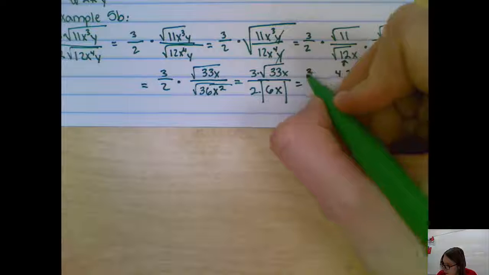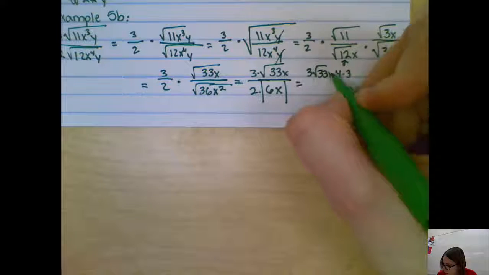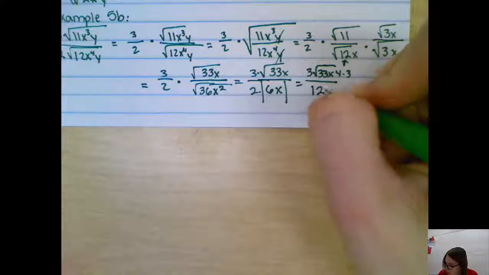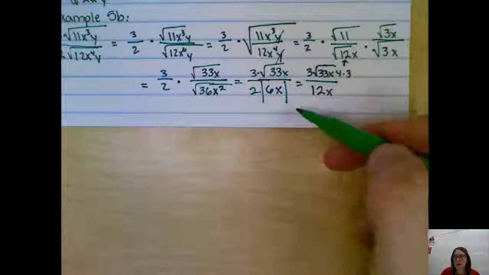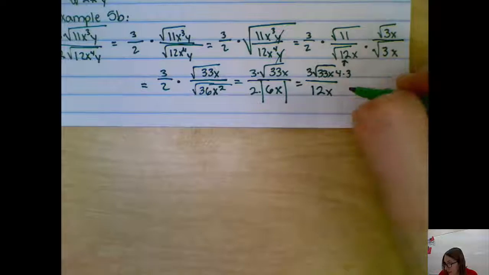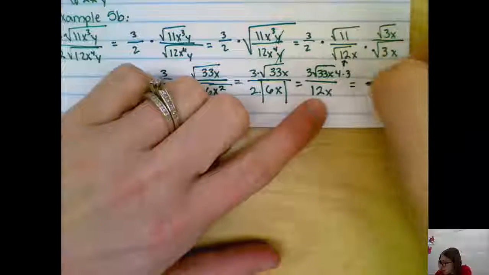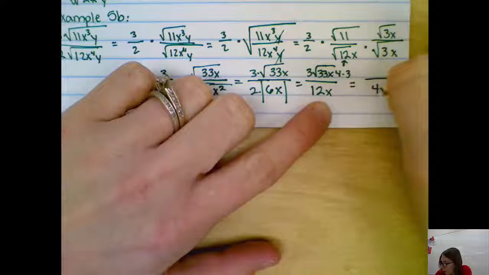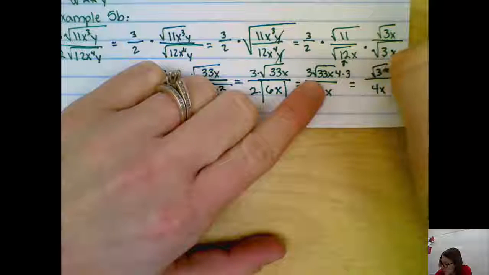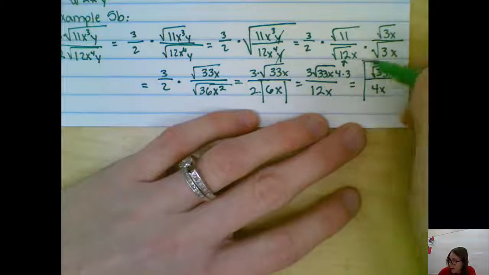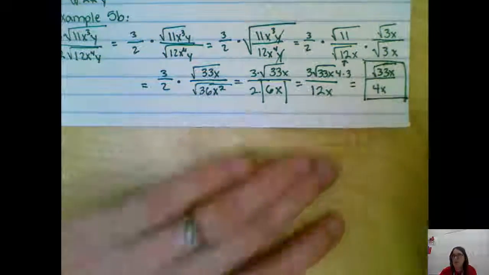Finally, we have 3 times the square root of 33x over 12x. We can do the 2 times the 6. And I guess one last thing we can do, the 3 over 12 we can simplify. Square root of 33x over 4x. We'll get a lot of practice with this too.